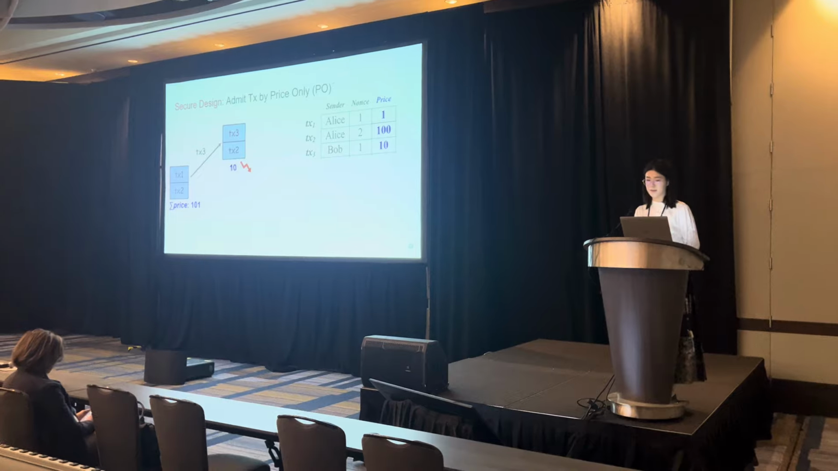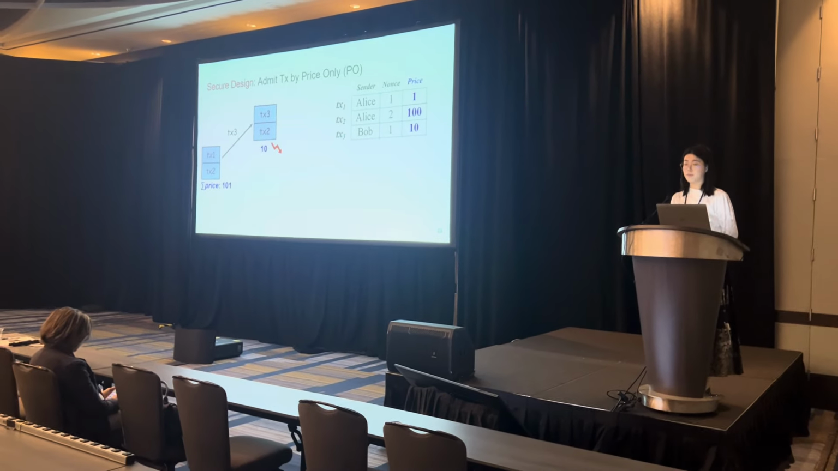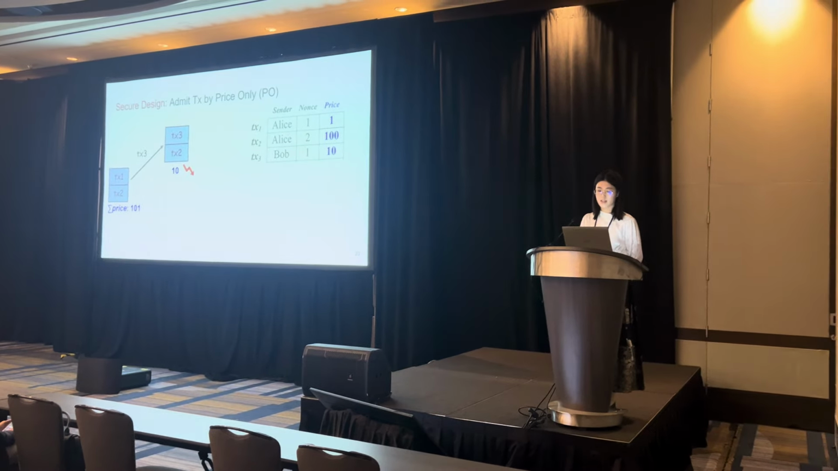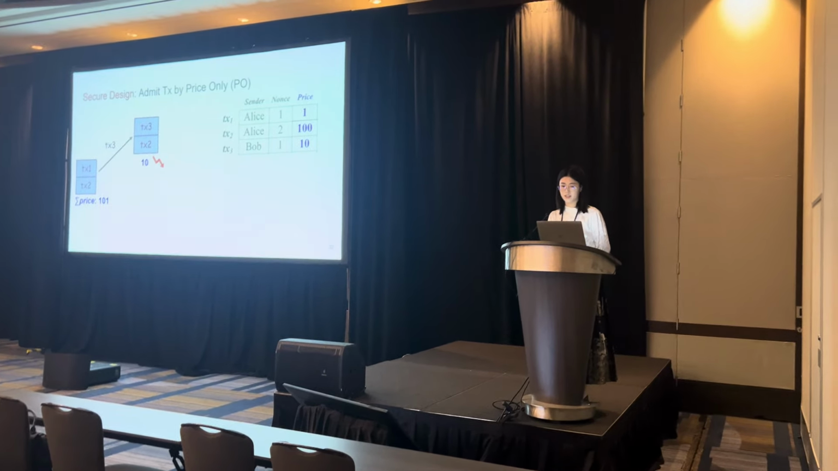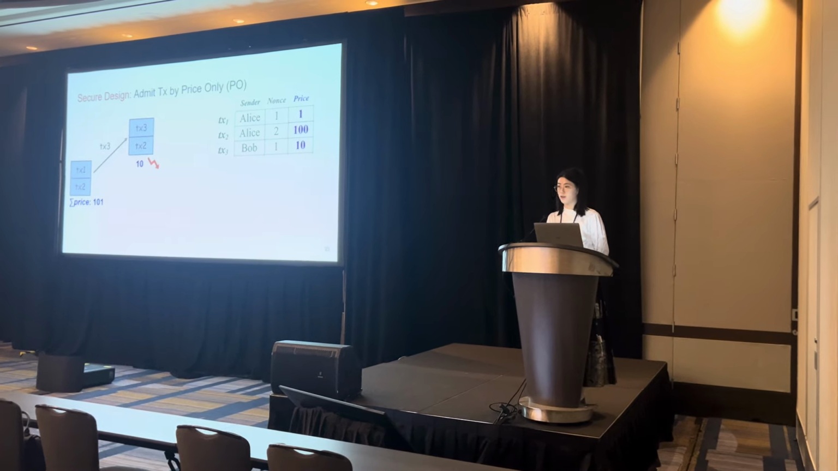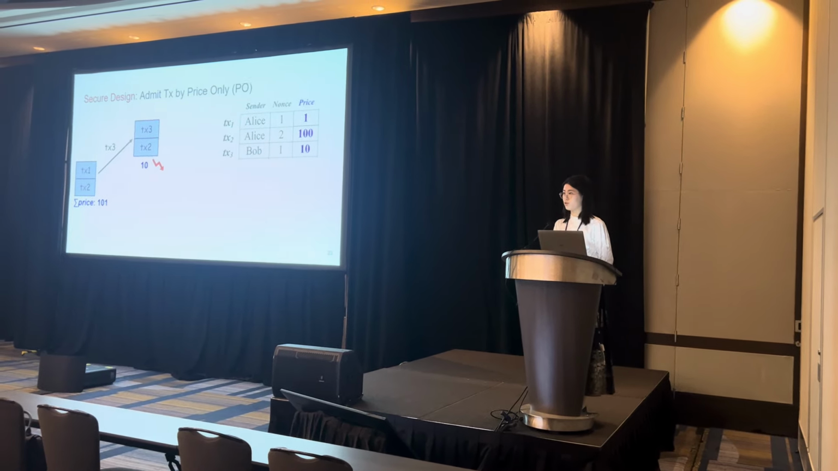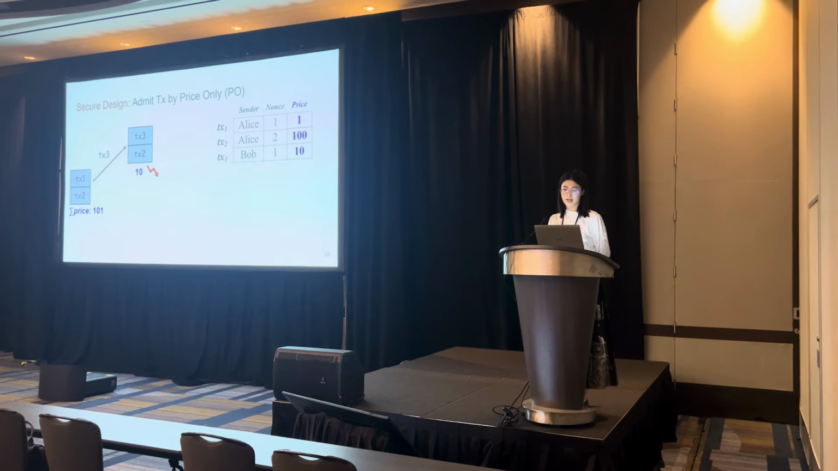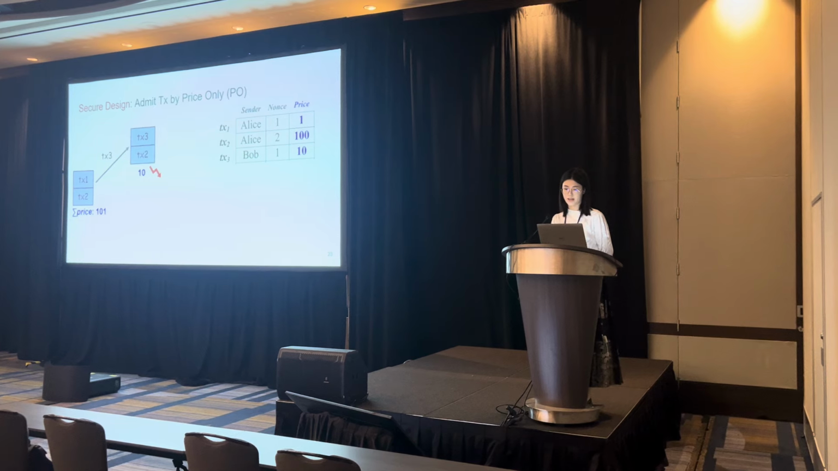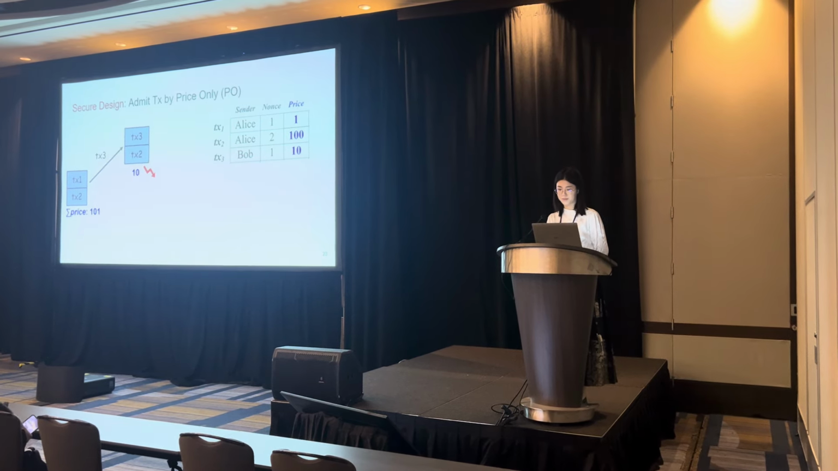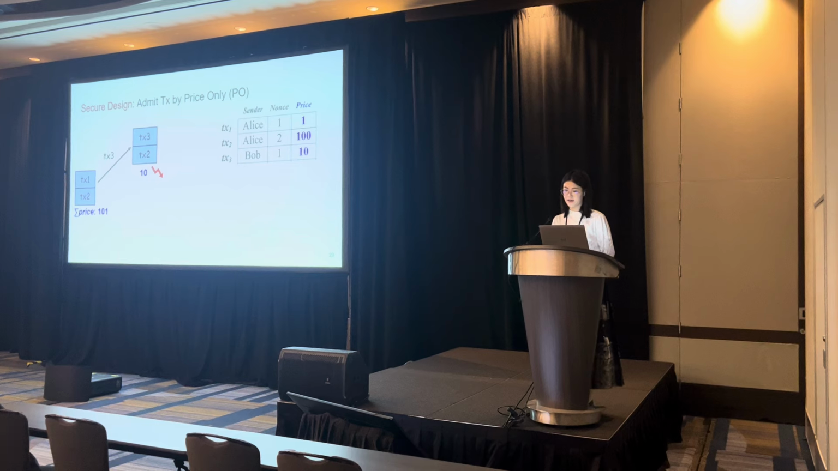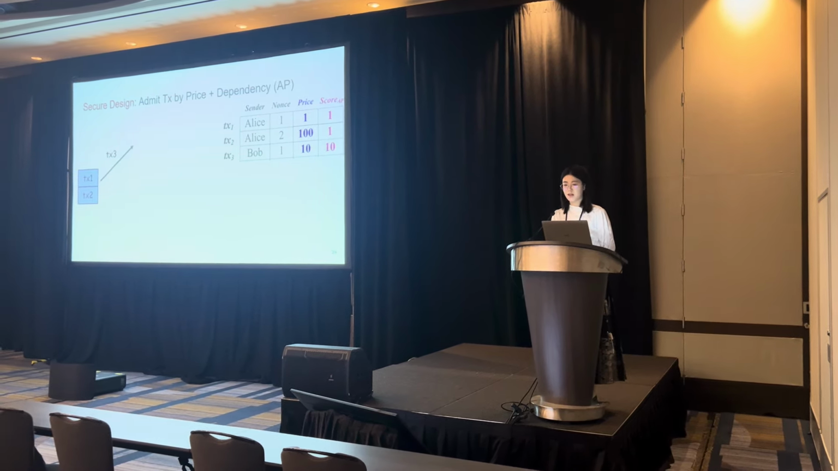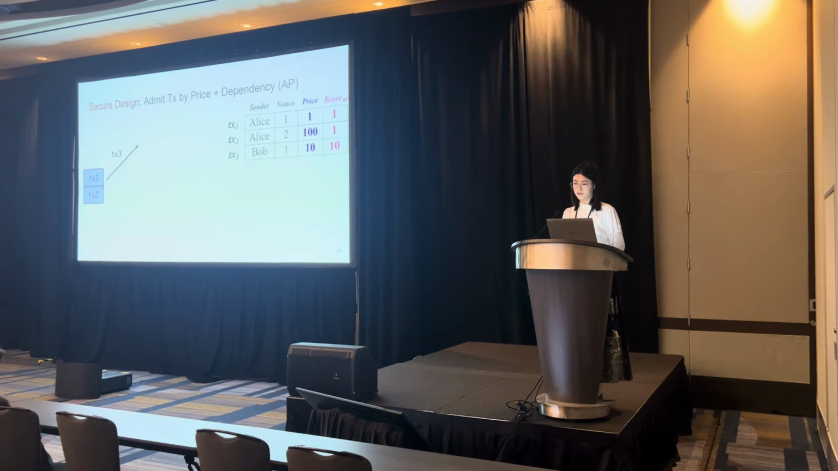We have a baseline policy that admits transactions only based on their price, called the price-only policy. In this case, transaction 3 evicts transaction 1 because it has the lowest price. Transaction 2 will become a future transaction and is invalid. So the total price will decrease from 101 to only 10. That's not secure enough. So we asked, what would a more security-aware designer do?